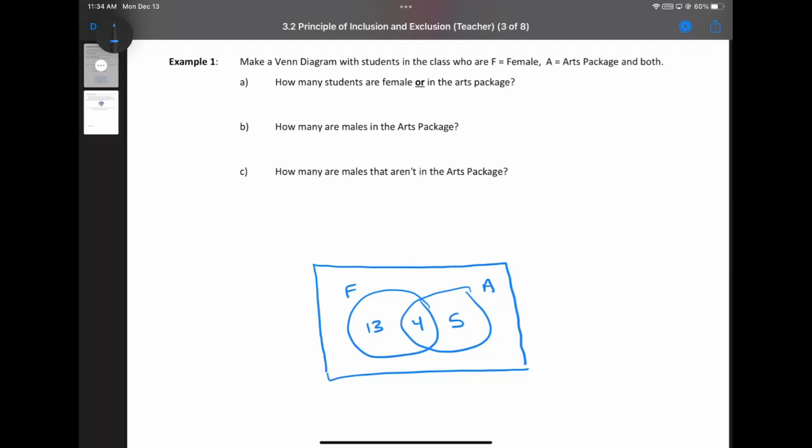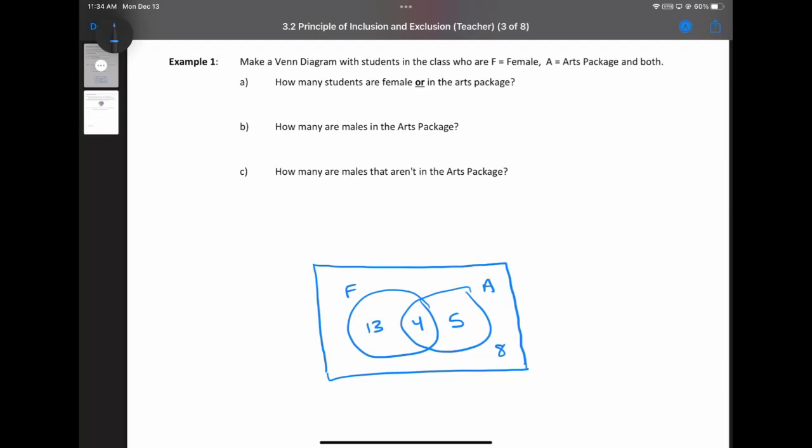Again, this was a class of 30, so we can calculate the number that goes on the outside of this. We've already accounted for 22 students, which means there are 8 students out here in this part. So that was the information that I collected and graphed in the Venn diagram.